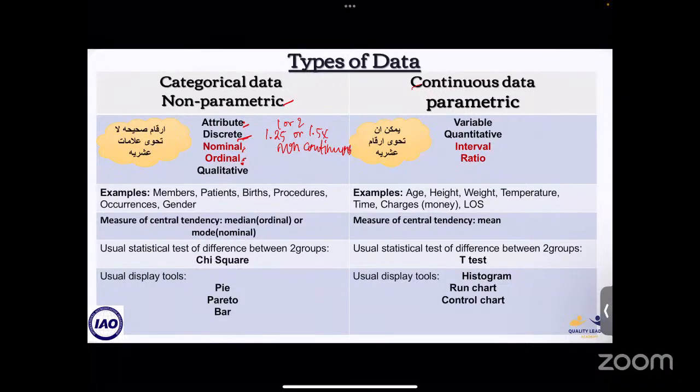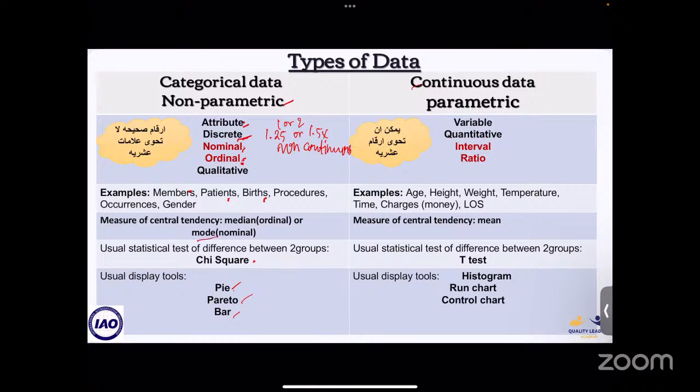Other examples of non-parametric data are the number of patients, the births, the procedures, the occurrences, and the gender, as I mentioned. For the usual statistical test of difference between two groups, the chi-square is under non-parametric. I will discuss this later. For the usual display tools, we use the pie, Pareto, and the bar. In measuring the central tendency for non-parametric data, we use the mode and the median.